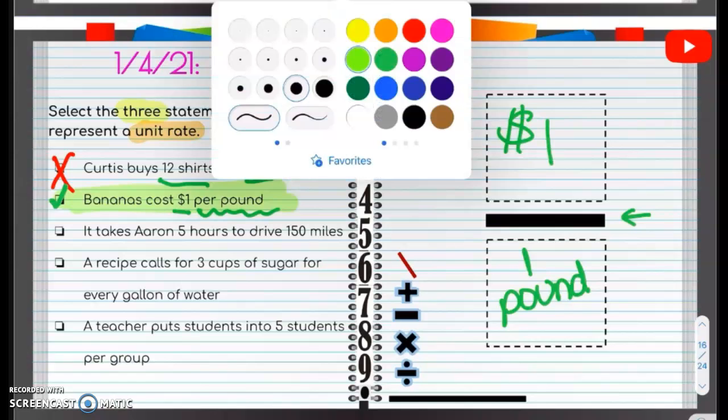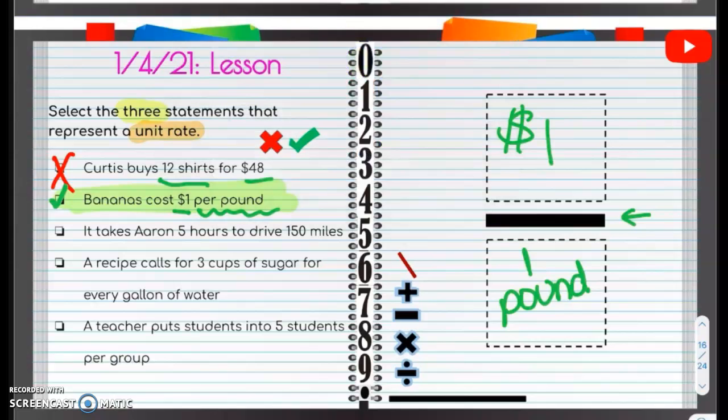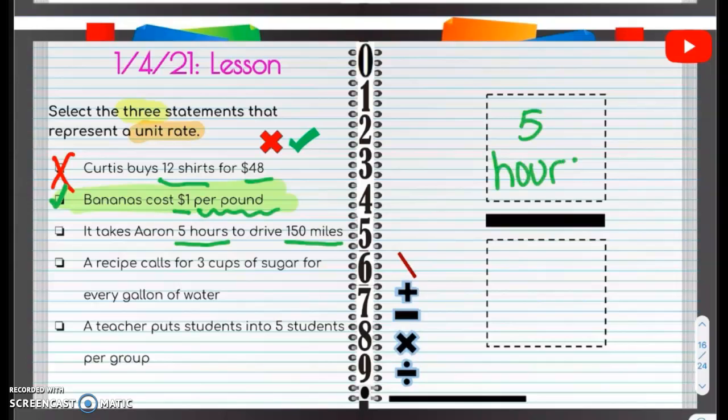All right, let's take a look at the next one. And what I want to do is erase. There we go. All right, so it takes Aaron 5 hours to drive 150 miles. 5 hours, 150 miles. So, do we have a 1 in our denominator? No, we do not have a 1 in our denominator. So that means it is not a unit rate. So I'm going to X that.